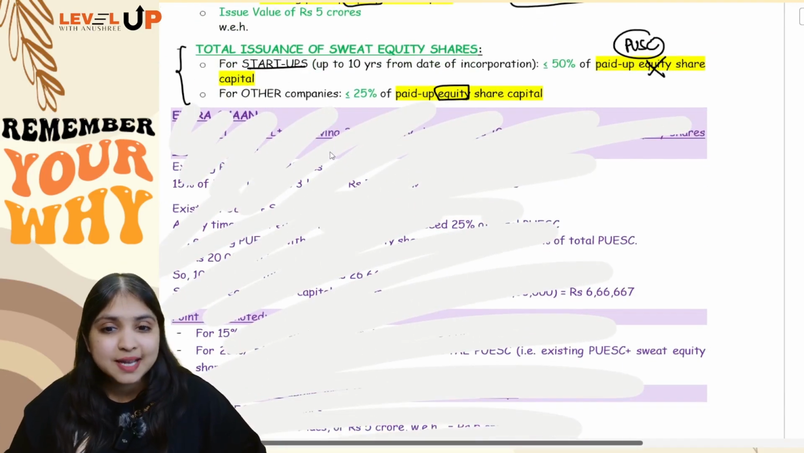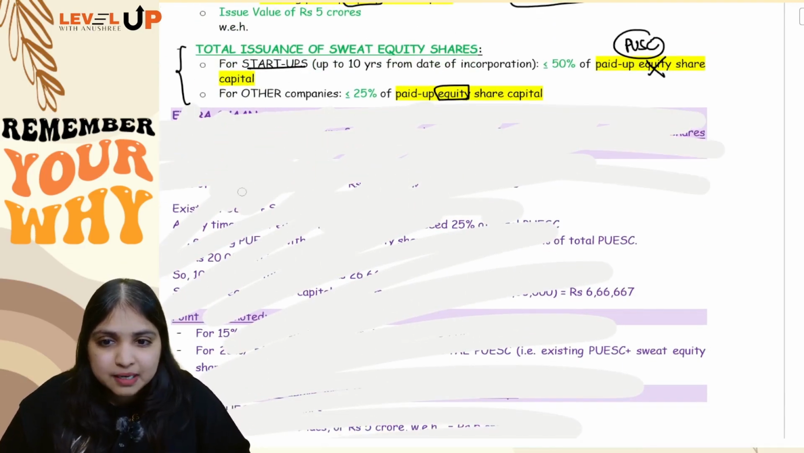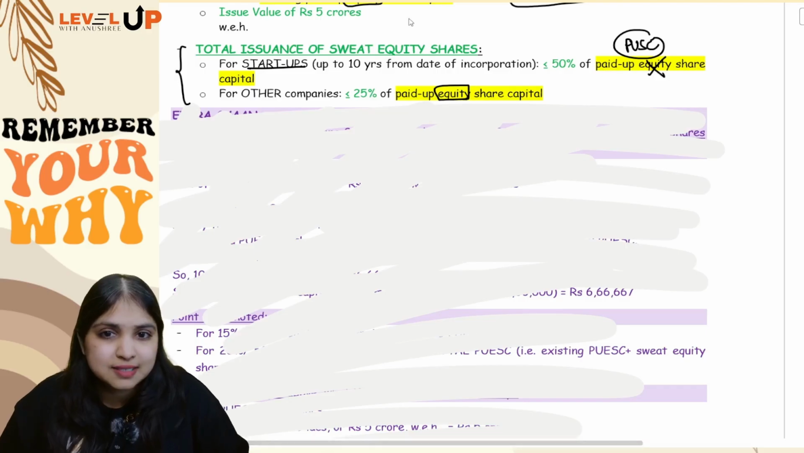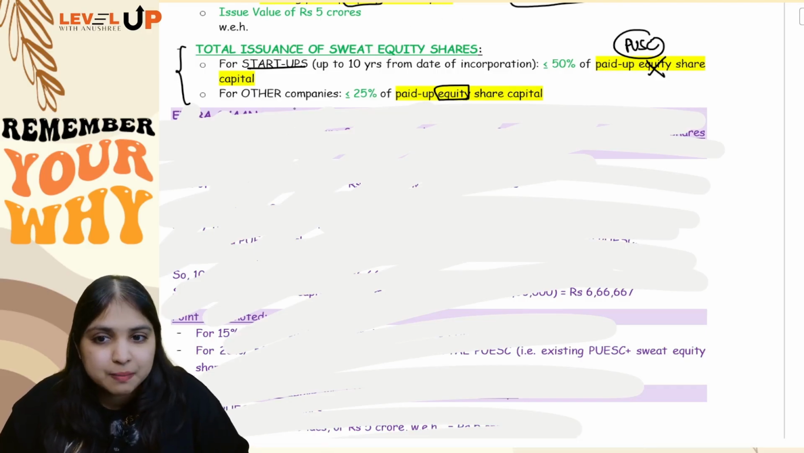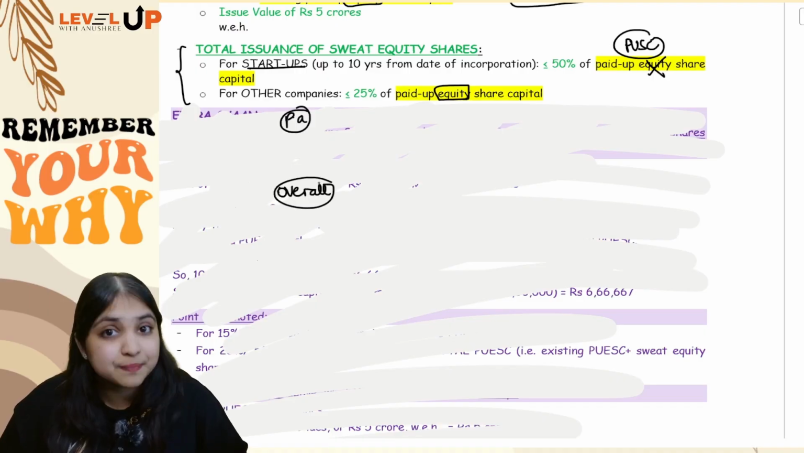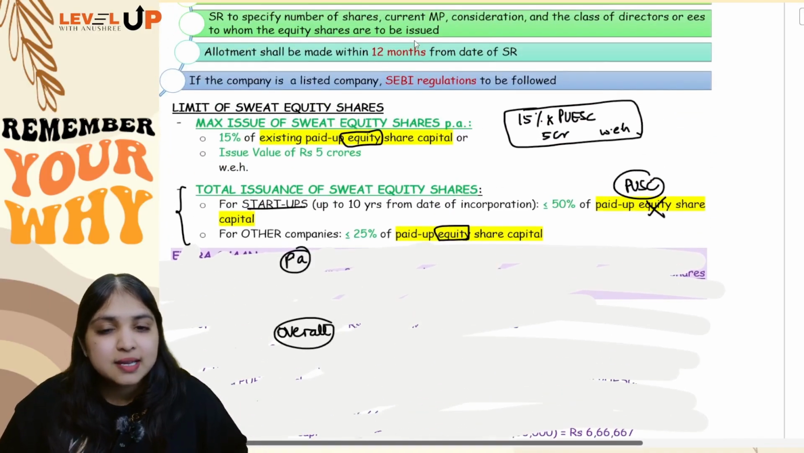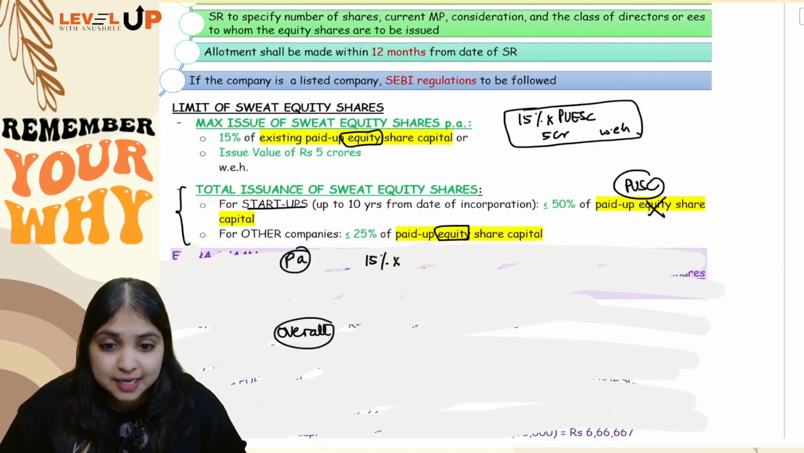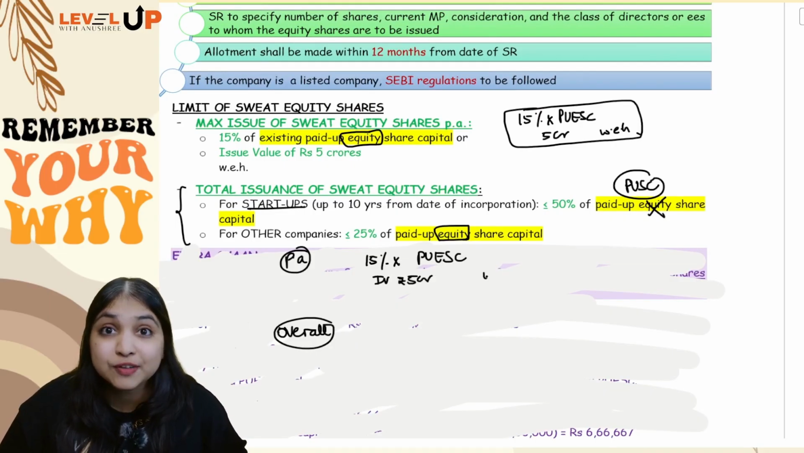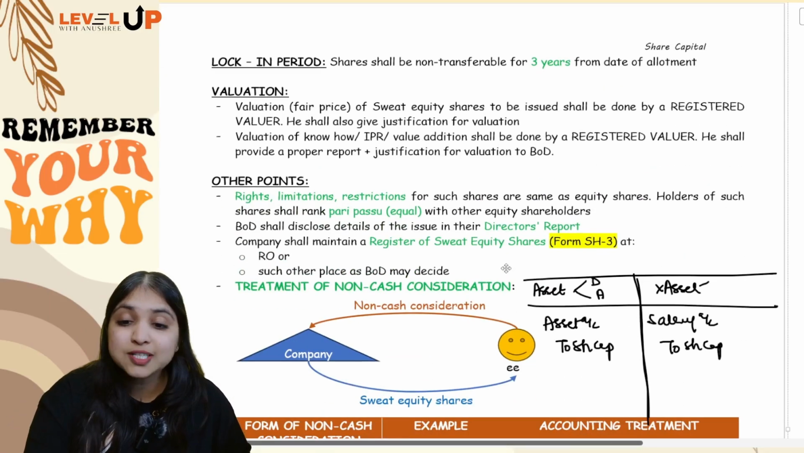Then remember the limits, guys. What are the limits? Let's put the limits down here once again. We have two limits. Number 1, we have a per annum limit, and number 2, we have an overall limit. The per annum limit is how much, guys? The per annum limit is 15% of the existing paid up equity share capital or issue value of rupees 5 crore, whichever is higher.